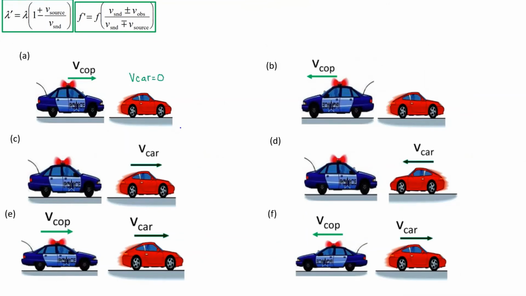Whenever I haven't marked any arrows in these examples, that means it is not moving. So here V cop is 0, here V cop is 0. So you get it, right?